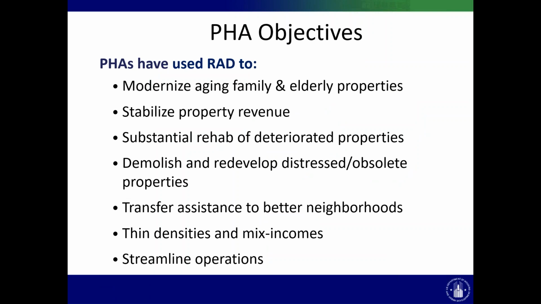PHAs have used RAD successfully so far for a number of reasons and to achieve a number of objectives. That include modernizing aging family and elderly properties, stabilizing property revenue, even if they're not doing any new financing right now, substantial rehab of deteriorated properties, to demolish and redevelop distressed or obsolete properties, to transfer assistance out of the existing property and to properties in better neighborhoods, to thin densities at sites or increase density at sites to mix incomes, or to streamline operations.